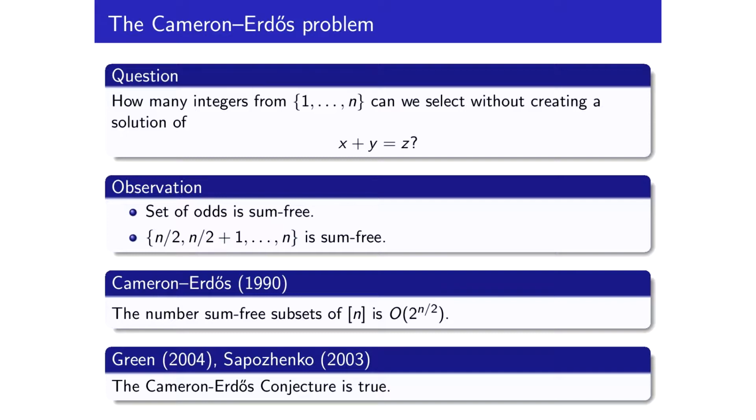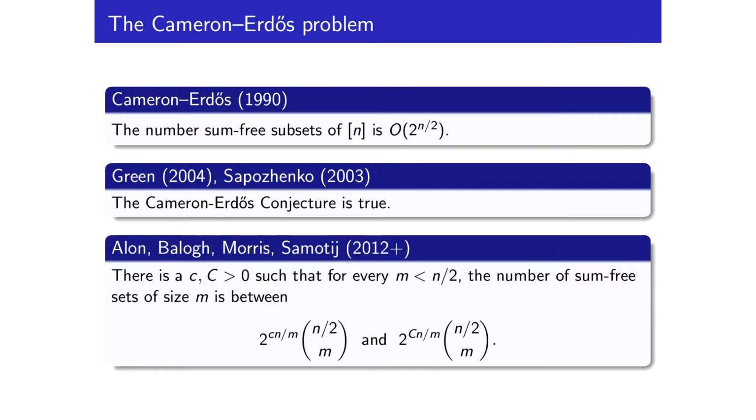And this conjecture was solved by Green and Schacht positively. So one can ask, okay, if the conjecture is solved, then what else can be done? With Conlon, Gowers, and Samotij, we proved a refinement of this result. The refinement is that we were asking for the number of sum-free subsets of the integers of fixed size m, and we proved that it is roughly like n/2 choose m times 2 to the m.